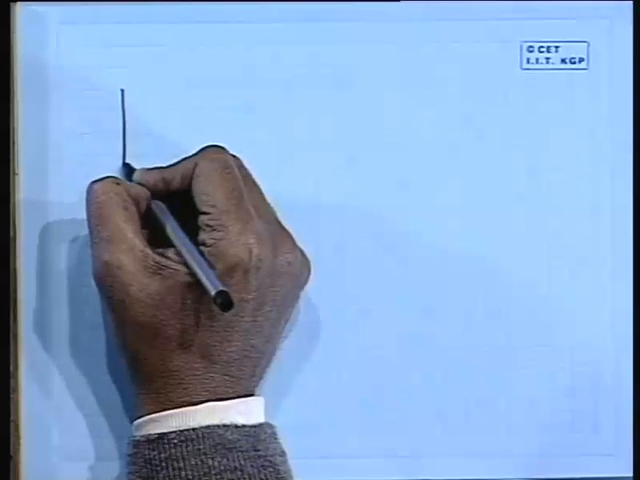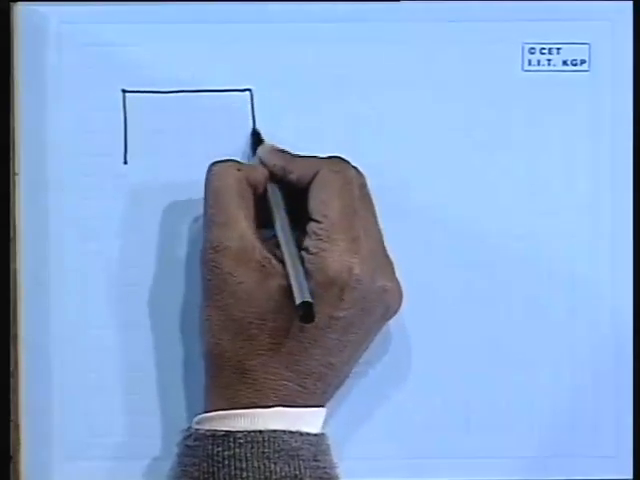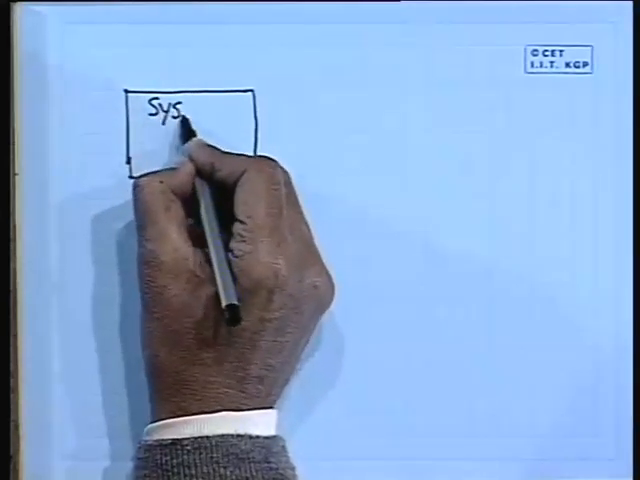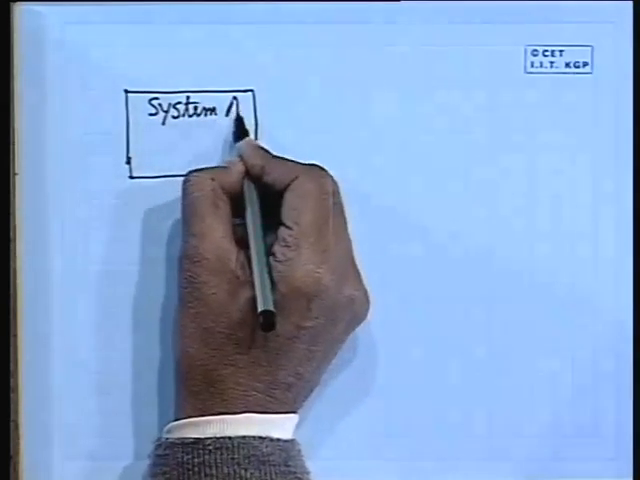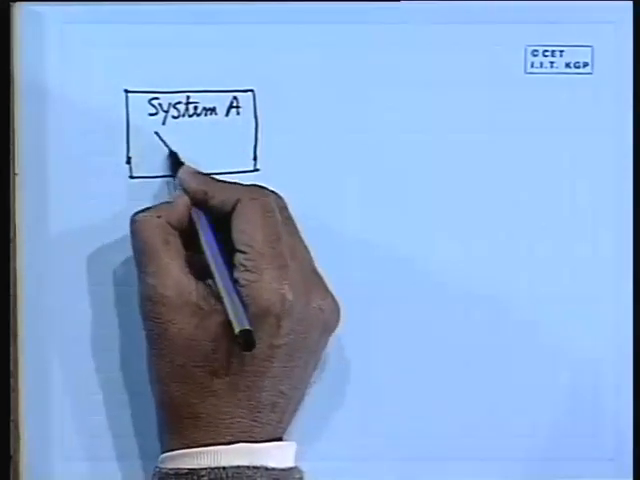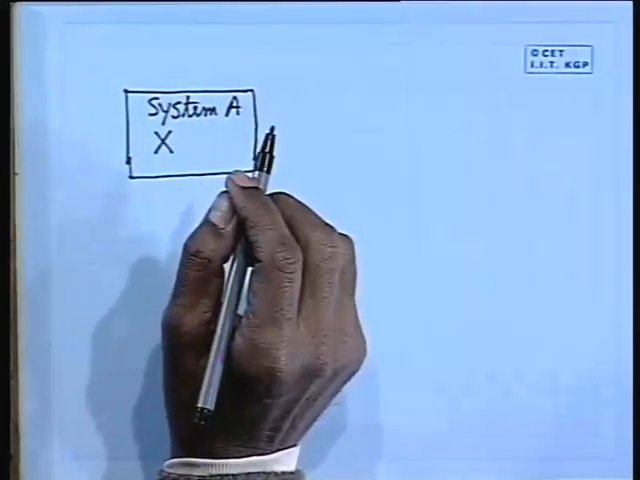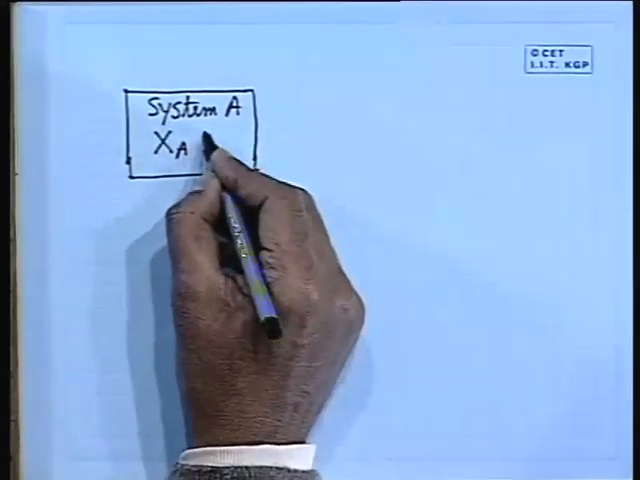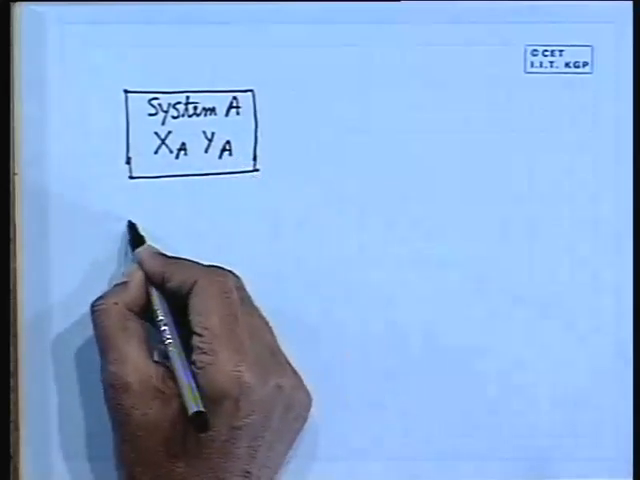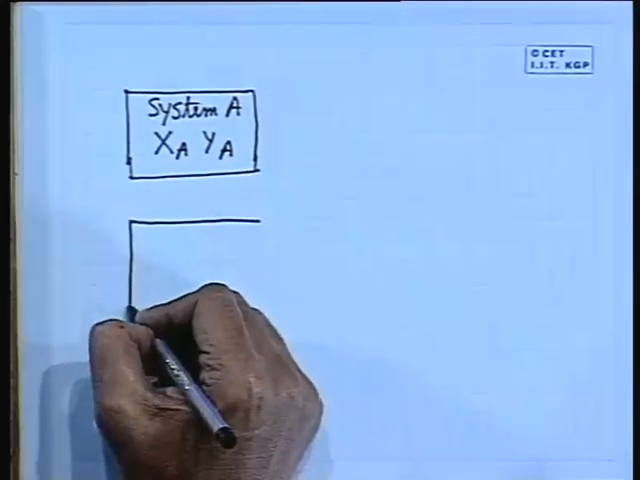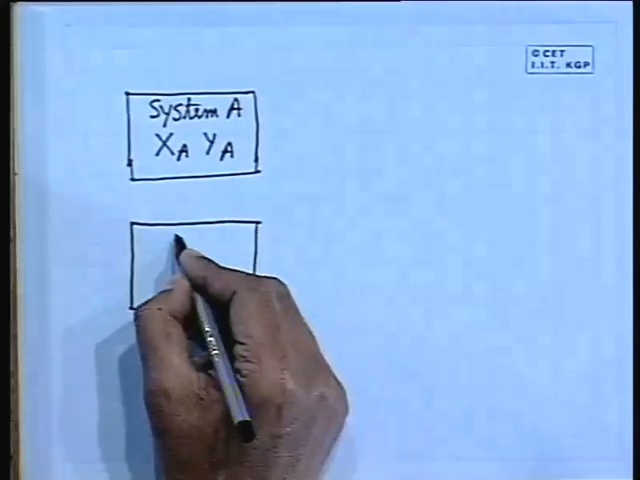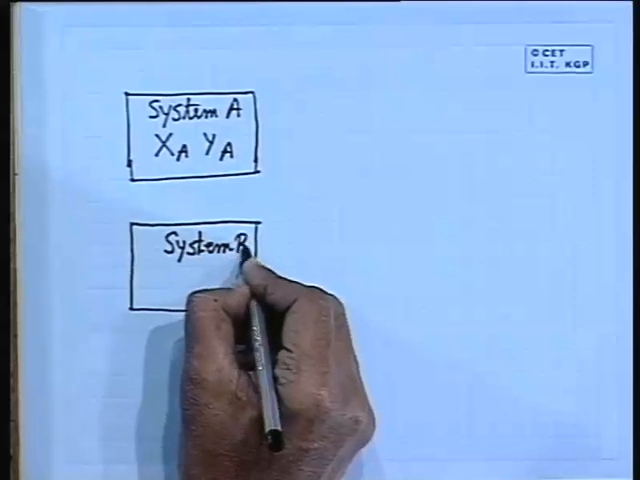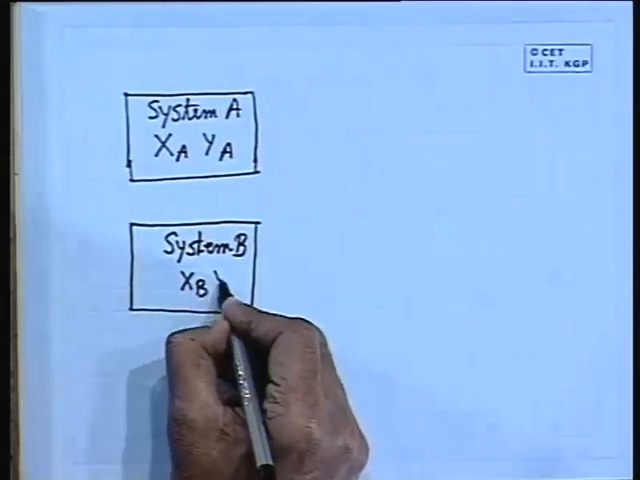Let us consider two systems. One is system A. Let us consider this system such that it can be characterized by two independent intensive properties, that means a single-component, single-phase system, with properties XA and YA. And let us have another system which can be defined by any two such independent properties to define its state, that is XB and YB.